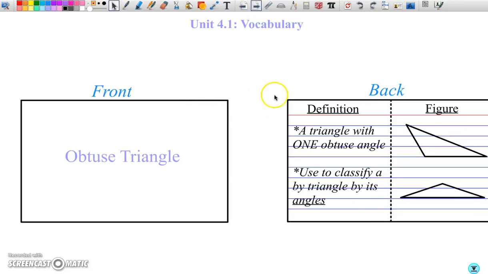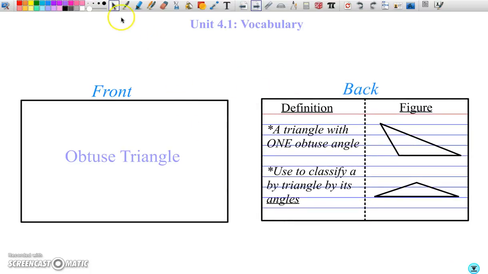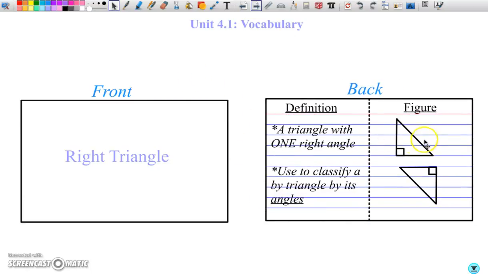The next one is an obtuse triangle. An obtuse triangle is any triangle that has one obtuse angle, just one, that's it. Again, we use it to classify our triangle by angles. Then we have right triangle, where we have one right angle. You see the right angle here, and we use it to classify by angles. So far, we've talked about four types: acute, obtuse, equiangular, and right. All four of those classify by angles.